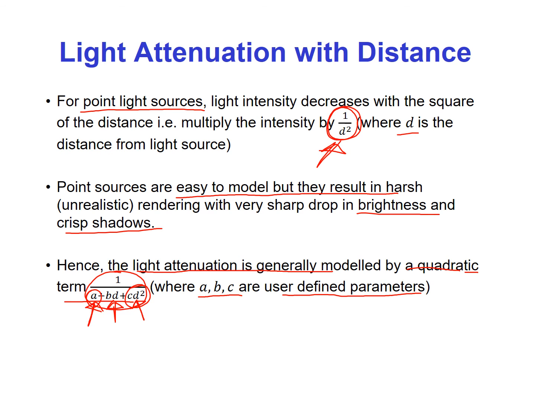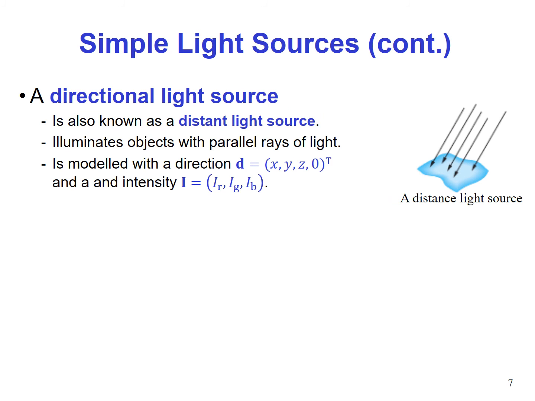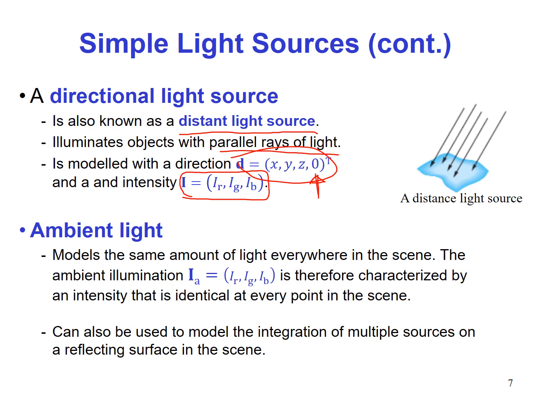Another type of light source is the directional light source or the distant light source. It illuminates objects with parallel rays of light. It is modeled with a direction d, notice the 0 here, and the intensity I with RGB components.